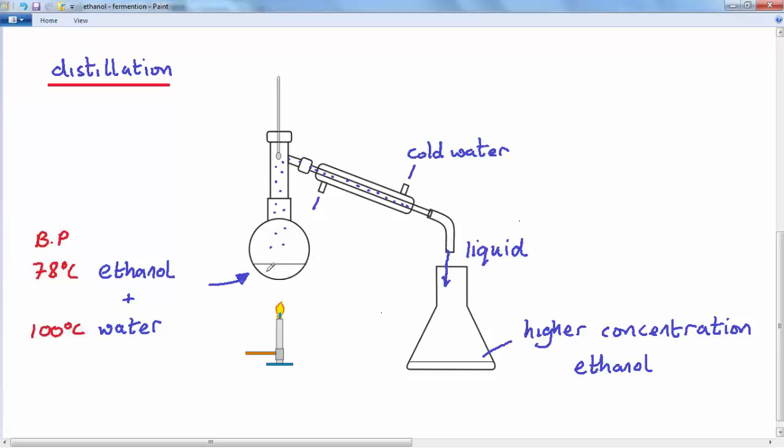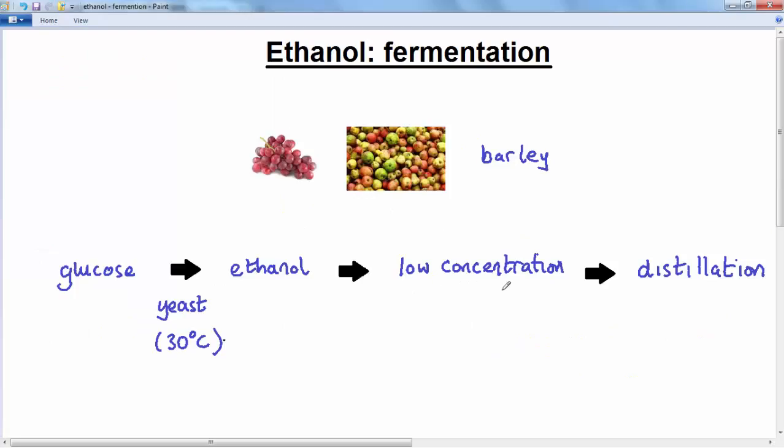Just re-emphasizing that this apparatus isn't sophisticated enough really to stop the water coming down through here as well. So you're going to get both water and ethanol evaporating and condensing and passing into the flask, but you get a higher concentration of ethanol. Now if you want to improve that concentration, then you have to repeat that process again and pass this liquid through a distillation process. So the problem with using fermentation for obtaining ethanol is that you've got a low concentration.